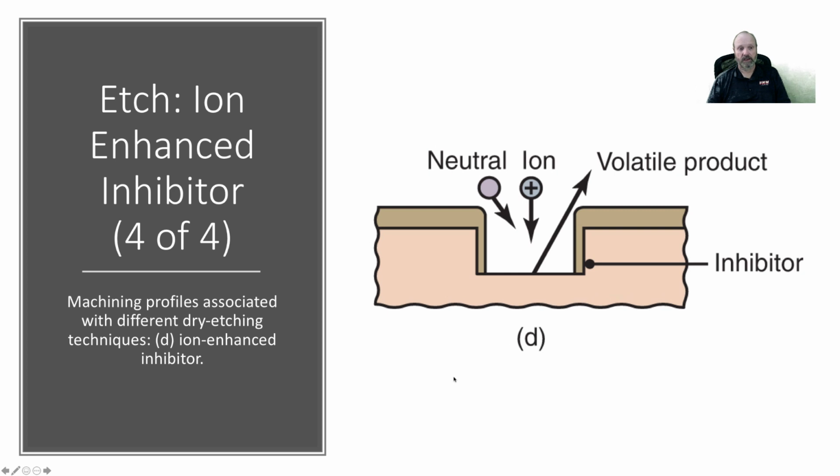And then ion enhanced inhibitor. What that means is you etch a little bit, and then you switch the chemistries over to create a layer to protect the sidewalls, and that's what they label as the inhibitor.